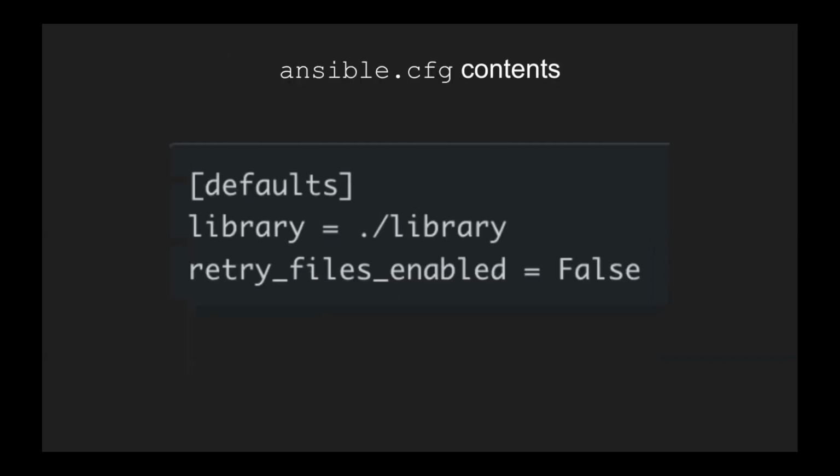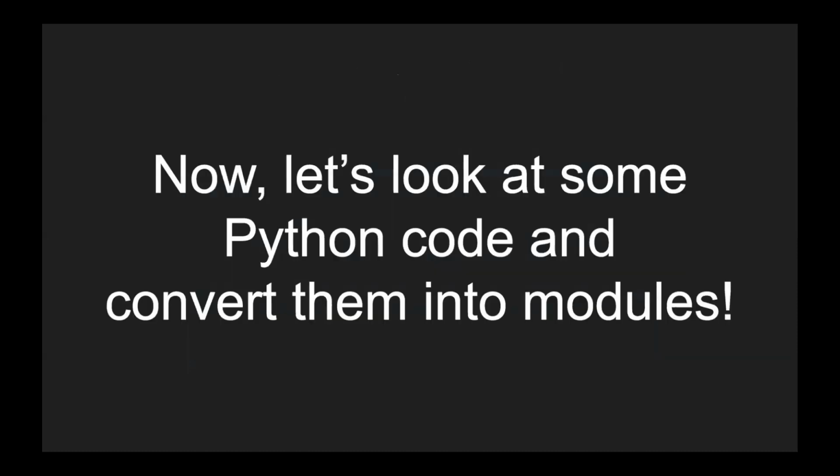The Ansible config will contain something like this. So it'll be like, hey, library equals that directory. You can actually name it something else, but it's just nice to keep it parallel. And then retry files enabled is just an option that you can set to false.